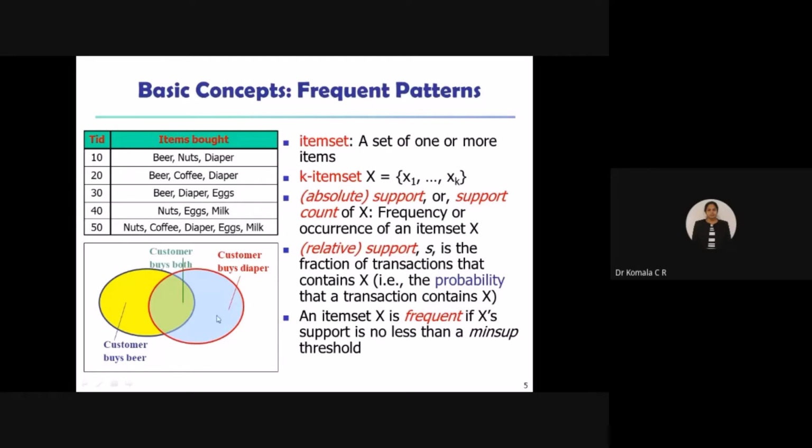So here we have a diagram for this. See here in the diagram, there are 2 circles shown. The yellow part shows the percentage of customers who buy only beer. The color shown in light blue shows the customers who buy only the diaper, the number of customers who buy only diaper.